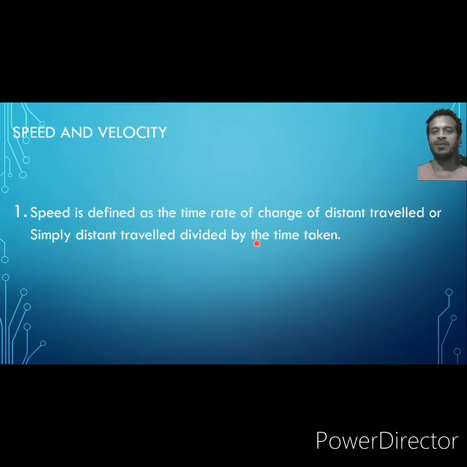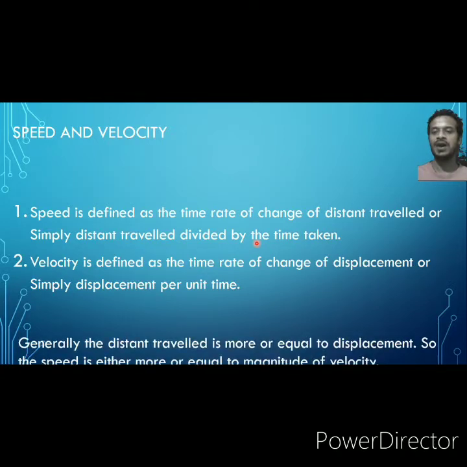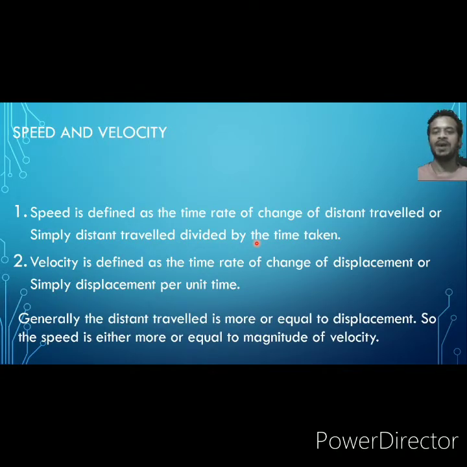Now let's define speed and velocity, very important quantities. Speed is defined as the rate of change of distance traveled, or distance traveled divided by time taken, and velocity is defined as the change of displacement with respect to time taken. Generally, the distance traveled is more than or equal to the displacement. So the speed is either more than or equal to the magnitude of velocity. Why do we say the magnitude of velocity? Because velocity is a vector quantity. We will study vectors in the upcoming time, but for now, each vector quantity has magnitude as well as direction. So here we have to consider the magnitude of the velocity. All right.